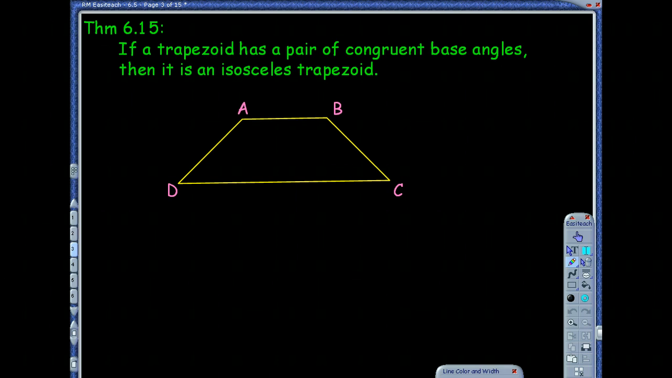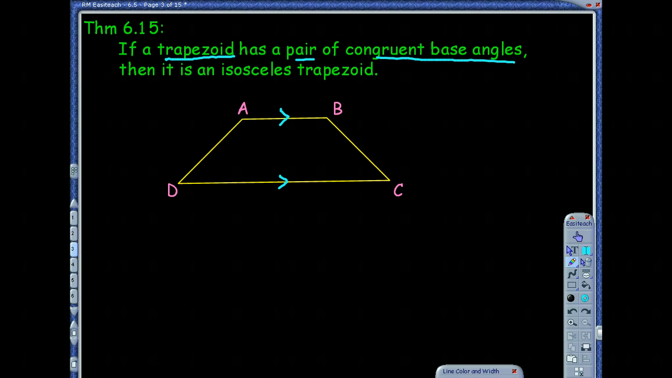All right, now another theorem involving a trapezoid. It says if a trapezoid, so we have a trapezoid, which basically means what? That segment AB and DC are parallel. So we have to know we have one pair of parallel sides. And it says it has a pair of congruent base angles. So, for example, what could be congruent in this picture? Maybe angle D and angle C were congruent. Now, could you have said angle A and B? Yeah. So it really doesn't matter. It's as long as you have one pair.